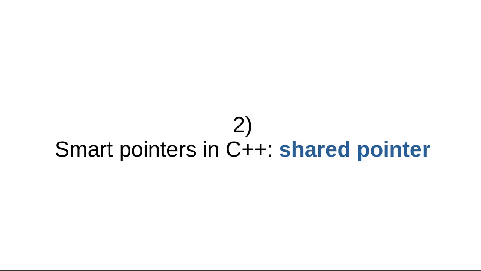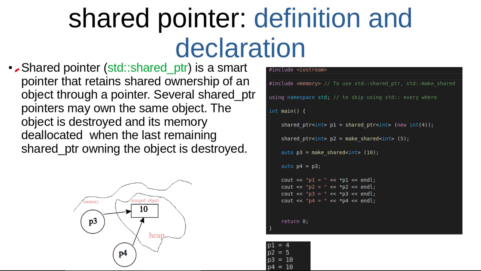The first type of smart pointers is shared pointer. Shared pointer is a smart pointer that contains shared ownership of an object through a pointer. Several shared pointers may own the same object. The object is destroyed and its memory deallocated when the last remaining shared pointer owning the object is destroyed.